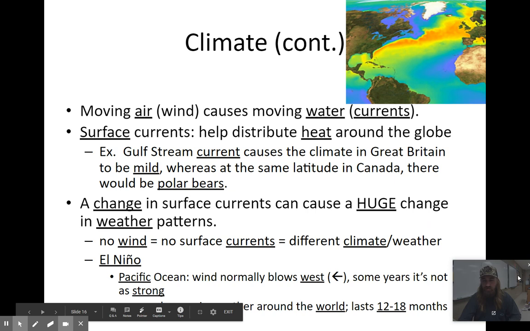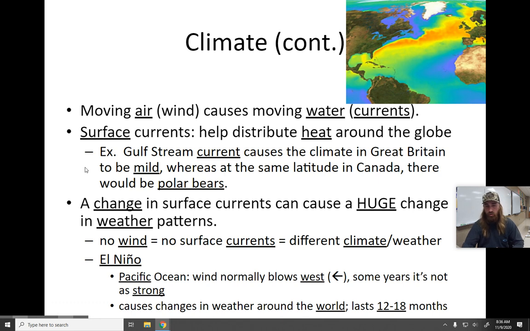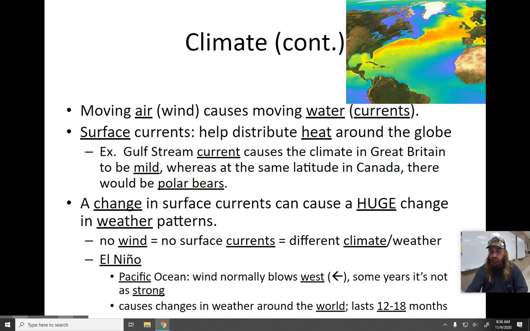Now, I'm sure some of us have heard of El Nino, and I'm not an expert in El Nino at all, but it's in the Pacific Ocean, and wind normally blows west, and some years it's not as strong. It causes change in weather around the world, and from my understanding, El Nino causes a lot of rain as well, and a big temperature drop.